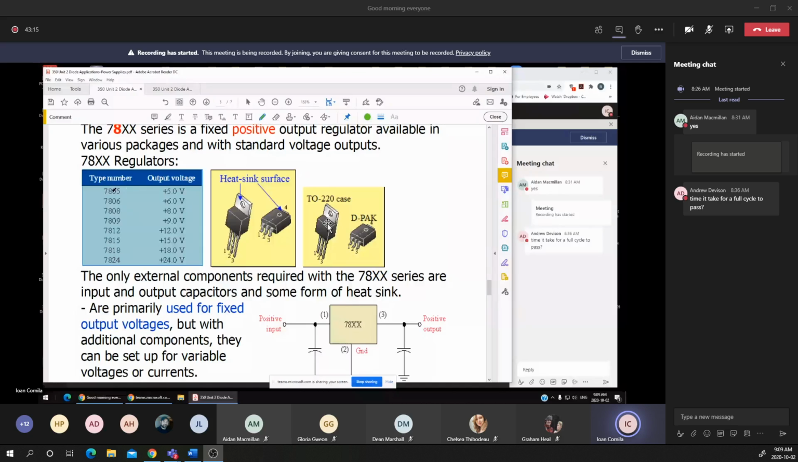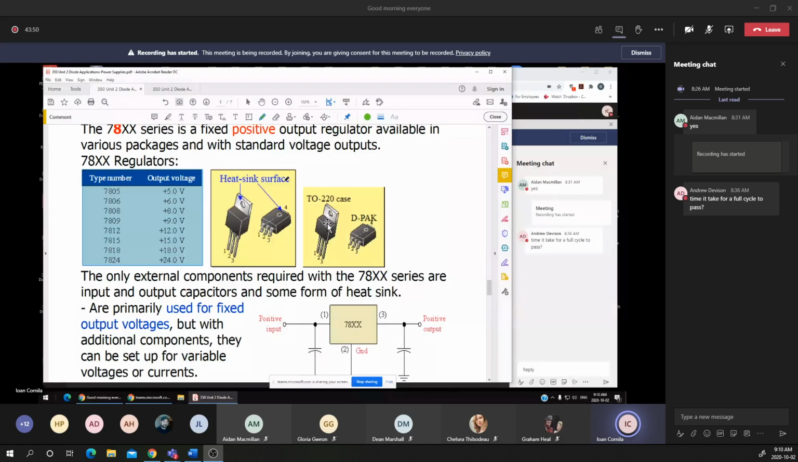7805 means that the output voltage is 5 volts. 7806, the output voltage is 6 volts, and so on. We may go up to 24 volts. In terms of the case, we may see that package or that case which has a metal sink. Sometimes you will see this heat sink or a metal sink that is connected to another large heat sink.